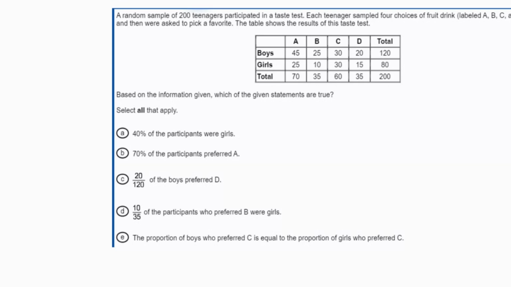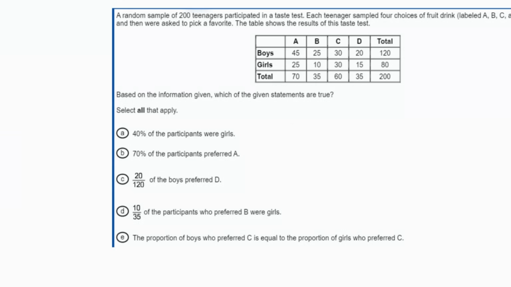Each teenager sampled 4 different types of drinks, and they labeled them A, B, C, and D, and were asked to pick their favorite. The table shows the results. So make sure that you're just aware of what this table is saying. They separated how many boys liked each one and the total number of boys, how many girls liked each one and the total number of girls. They put the total number that liked A, the total number that liked B, C, D, and our total number of students was 200. Okay?